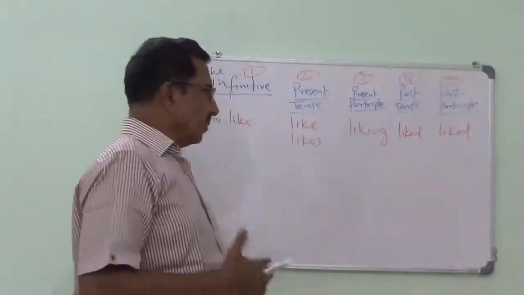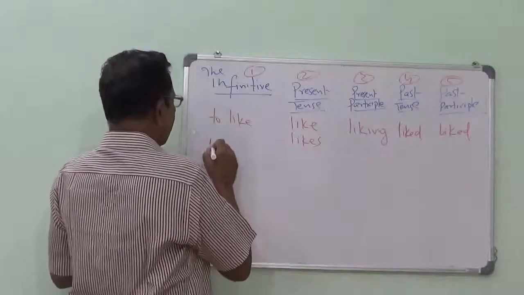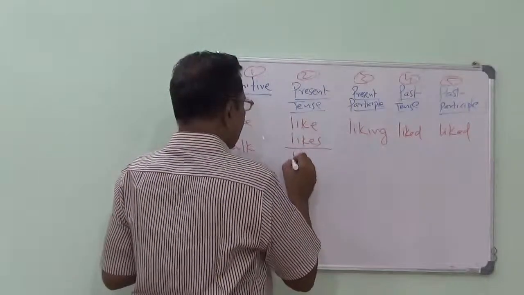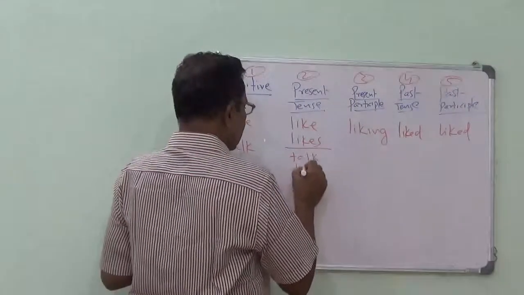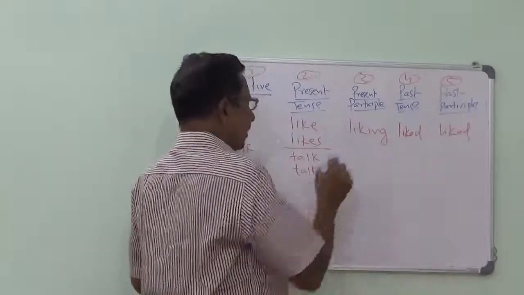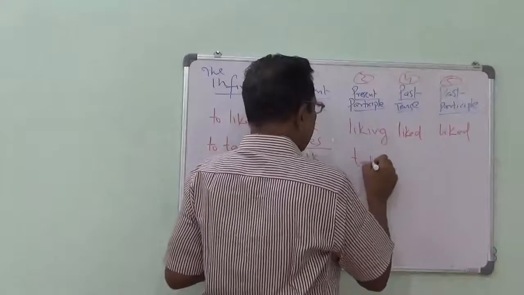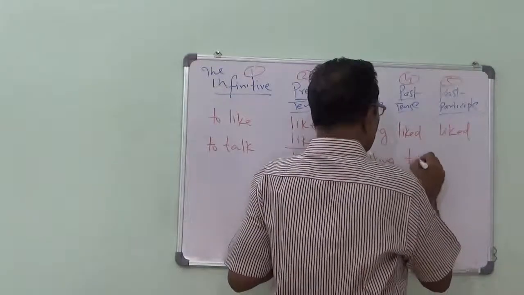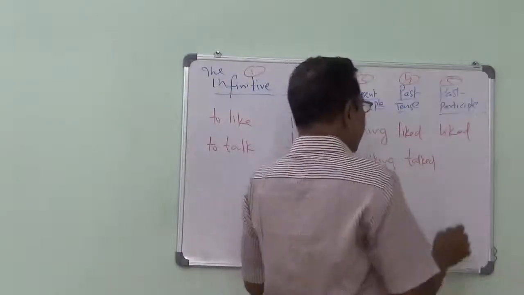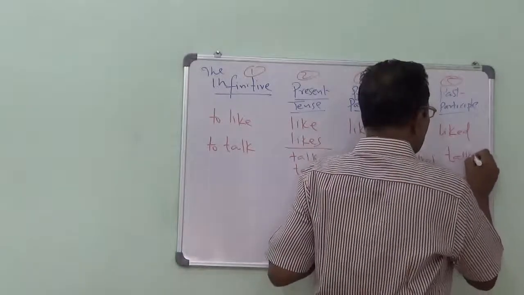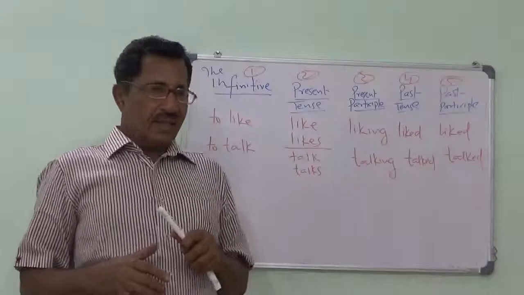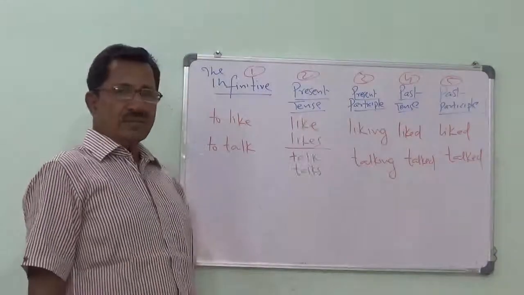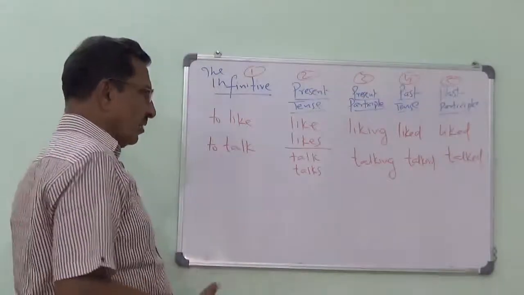Let's have an example for talk. To talk. What are the present forms? Talk and then talks. That is present forms. What is the present participle? Talking. And past tense talked. And past participle talked. Look at this. So here it is: to talk, talks, talking, talked, talked.